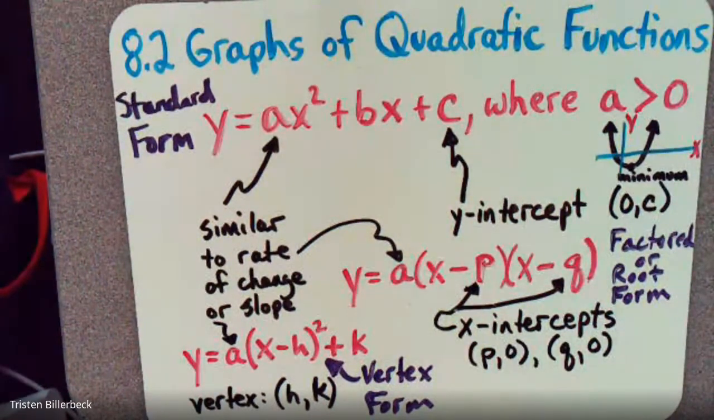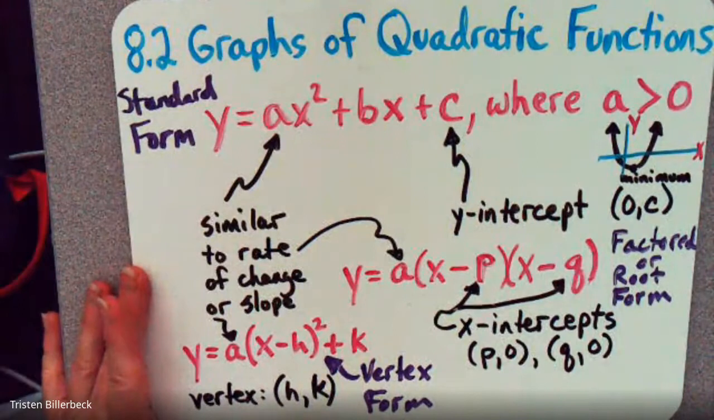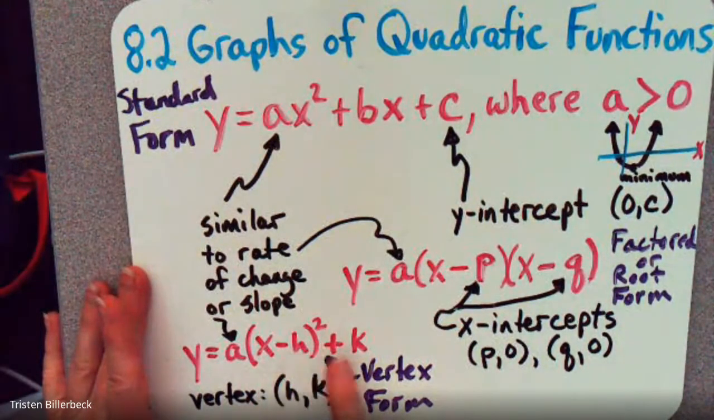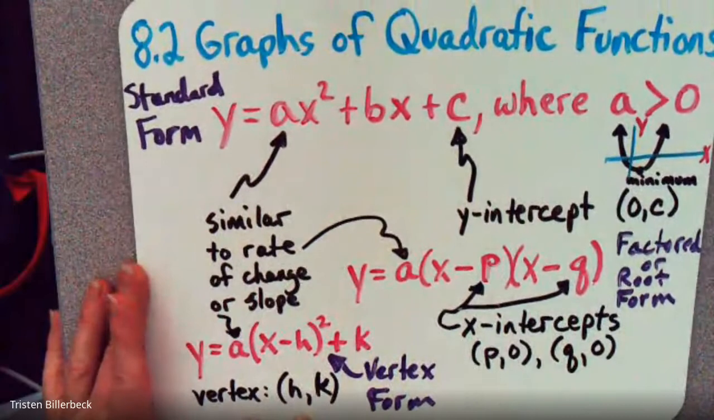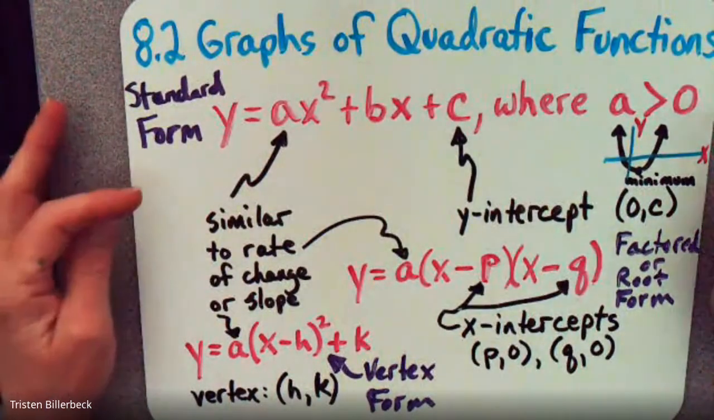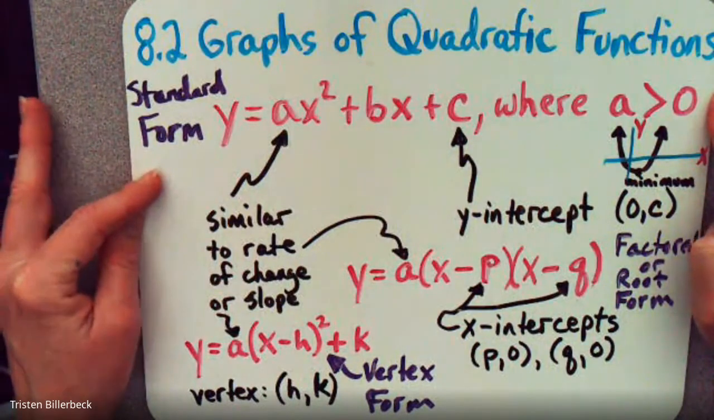Then we have one other form of the quadratic equation, called the vertex form: y equals a times the quantity x minus h squared plus k, and that gives us the vertex, which is kind of cool. They all have their merit, but your book is going to be focusing on the standard form right now.